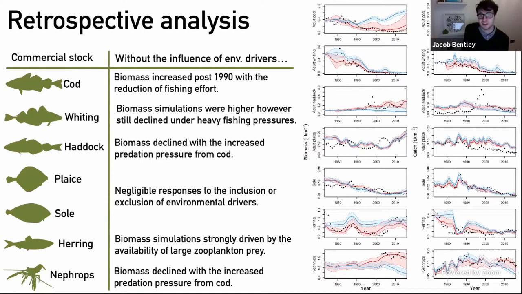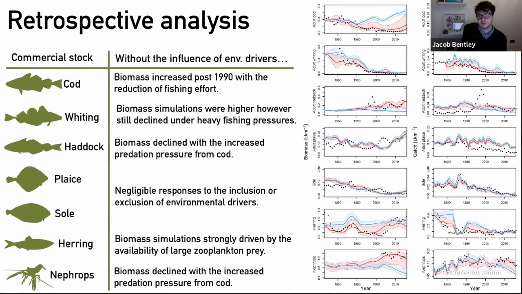So we carried out a retrospective analysis where we fitted the model with the systematic addition of environmental drivers and without, to tease apart what the impact of the environment had been on these stocks. We found that for cod, if we didn't have environmental variability in the model, the biomass increased post 1990 when fishers had begun to reduce their efforts and management plans were coming from the EU for the cod recovery plans and area closures. So it suggested that without the environmental variability, cod would have recovered faster than we had seen. The fishing opportunities might have been a bit greater.